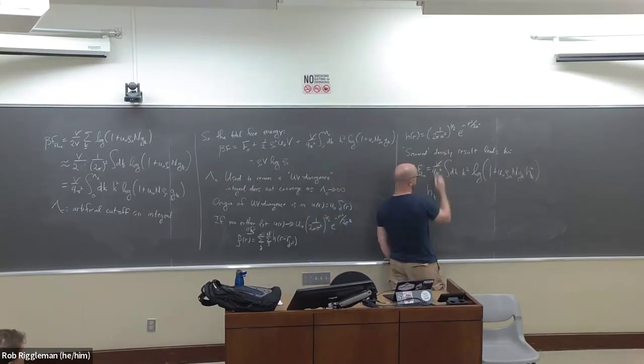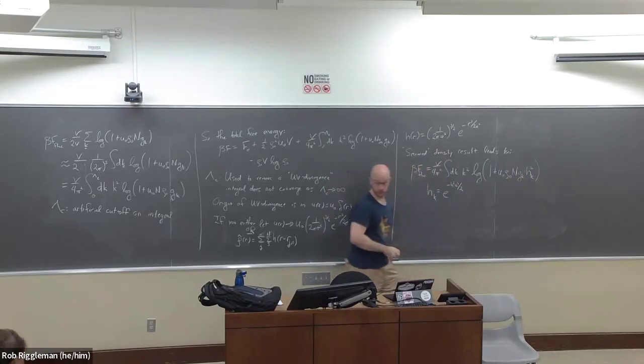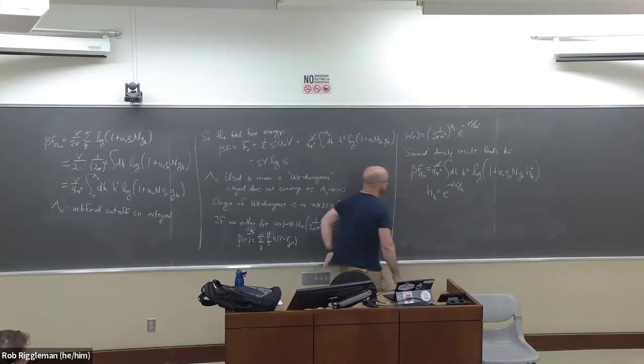HK is the Fourier transform of this Gaussian, so that's e to the minus k squared a squared over 2. And so HK squared, the square of this function, is just getting rid of the 2. So it's basically the same thing. It just decays a little bit more quickly.